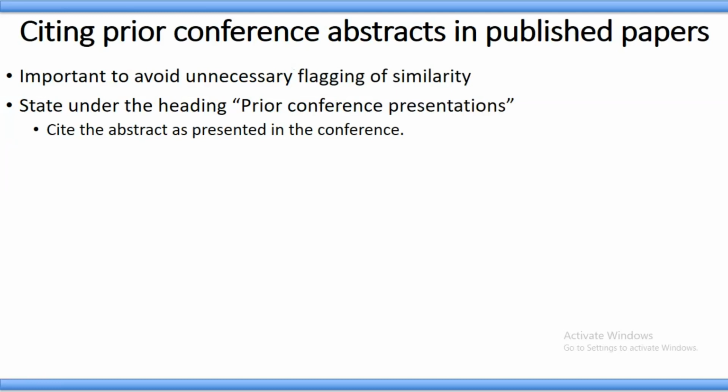So another important thing is to cite your prior conference abstract. All of you will be doing your research work for your training, and you will be publishing those papers, and you will be presenting those at conferences. Obviously, first presenting them at conferences before publishing. So when you are sending the publication out, please have a heading, prior conference presentation, and cite the abstract as it was presented in the conference. And also give a link to the online page where it is available.